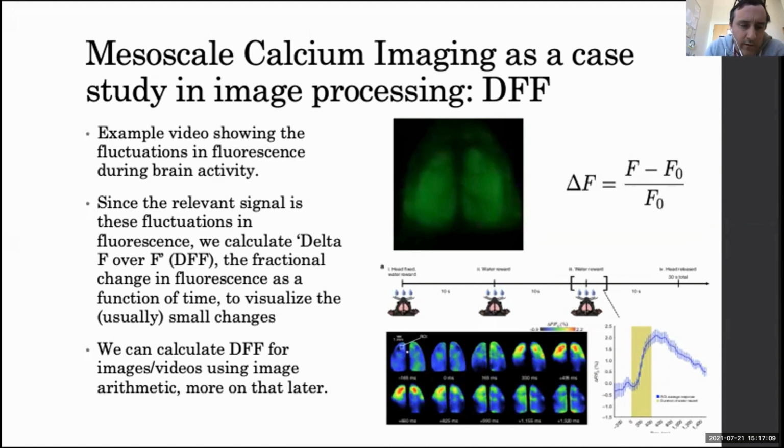So we calculate something called delta F over F, which is just the fractional change in the fluorescence as a function of time. That helps us visualize these small changes more easily.